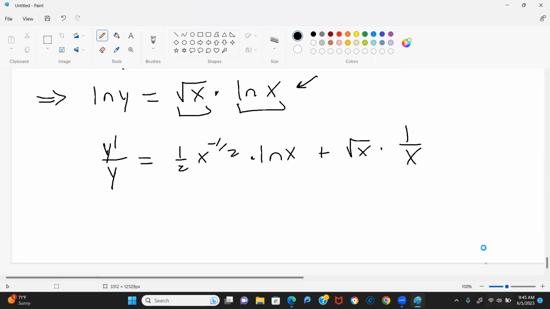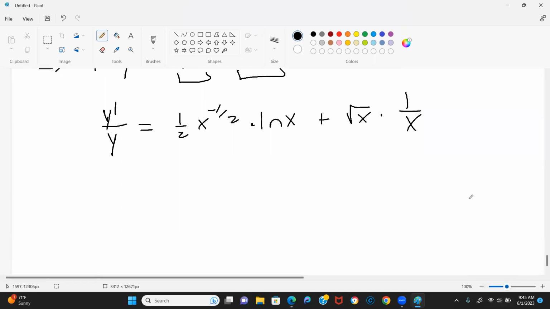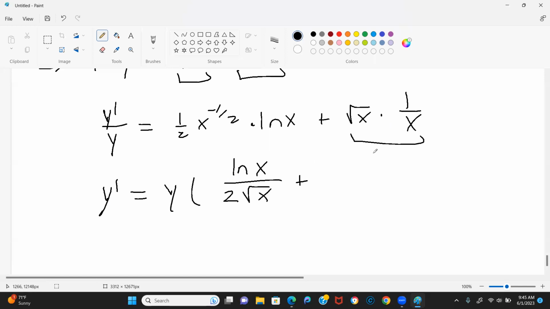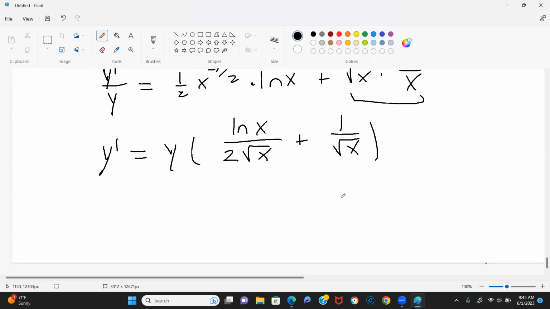And so when you do that, we have, again, y prime, which is what we're interested in, pops out naturally from this implicit differentiation. So now we have y prime is equal to y times, let's see, can we simplify this a bit? So it's ln x over 2 root x, and then when you simplify this, it becomes x to the 1/2 minus 1, so it's going to be x to the -1/2, so it's x to the square root of x, 1 over square root of x.